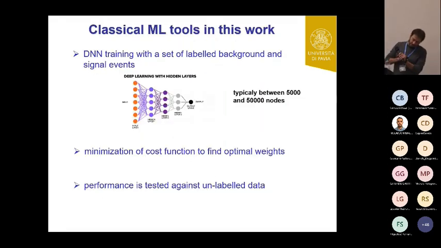What we have done is basically to test these two machine learning approaches, starting with a classical deep learning procedure. So there is a deep neural network with just one output node, which has to give the response: yes, this is signal, or yes, this is background. And this is done by minimizing the cost function. In this case, the cost function is the usual cross entropy, for people who are interested in machine learning. And then the test is performed on unlabeled data to see if the training was correctly performed.